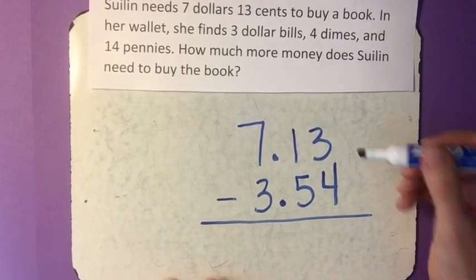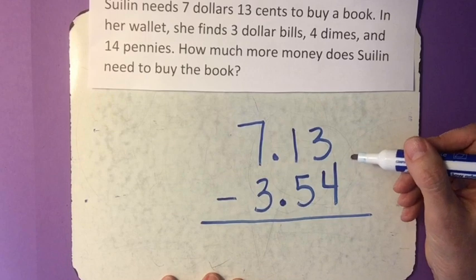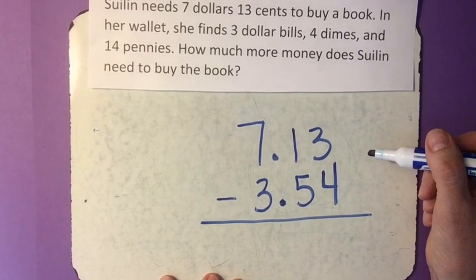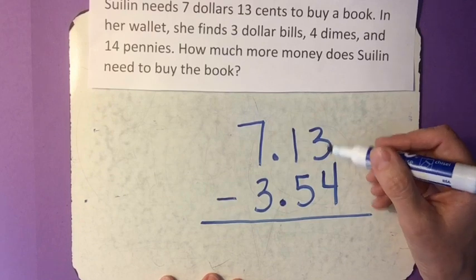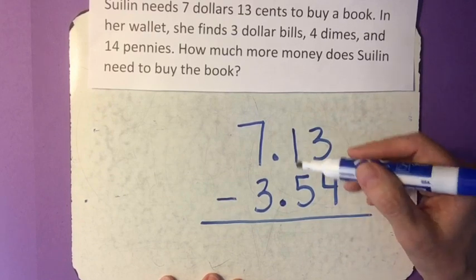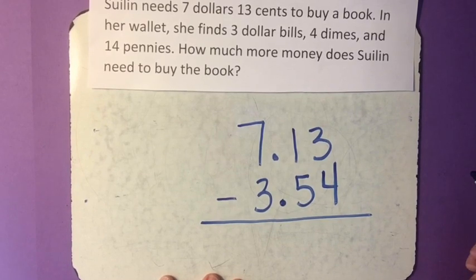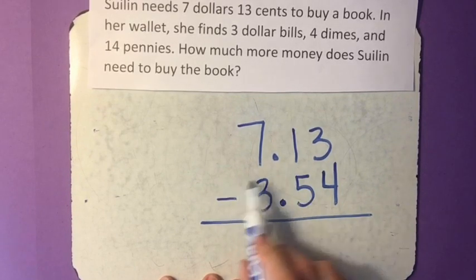So if you've written this problem already and it's a little bit messy, what I'd like you to do is rewrite it and just make sure that you have your place values lined up really nicely. Okay, so that's a habit that you want to get into really quickly so that you can move quickly through math. Okay, so here we go.